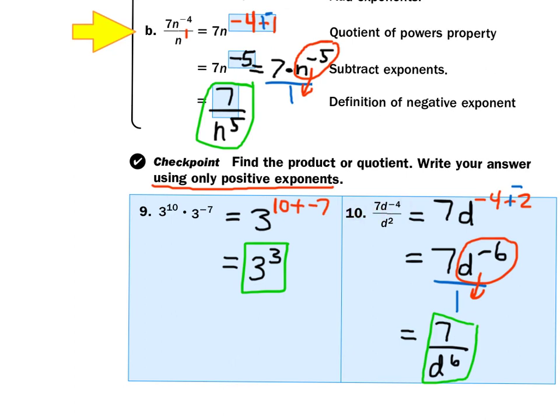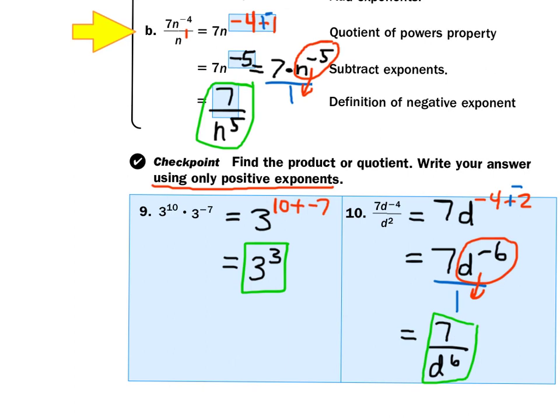Okay, take a look at number 10. 7d to the negative 4th power over d to the 2nd power. So all I did was I copied the 7, and then I noticed that the bases match, so I copied the d, and since it's division, we have to subtract the powers. So it's negative 4 minus 2. I added a line and changed the sign. So that gave me 7d to the negative 6th power.